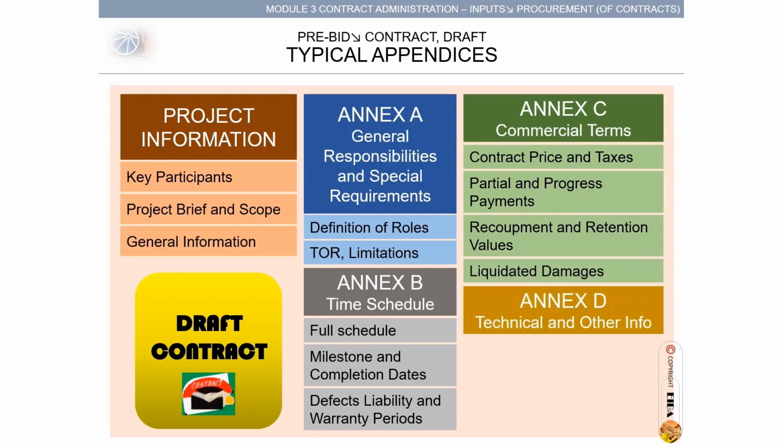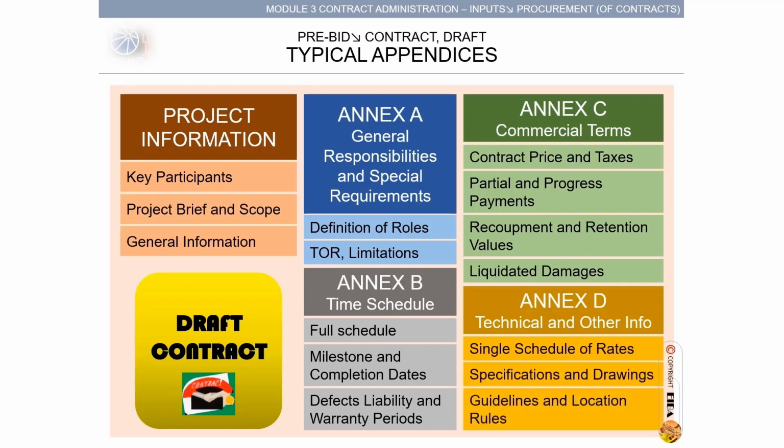Annex D, Technical and other information. Single schedule rates showing elemental cost breakdown. Specifications and drawings. And guidelines and location rules. Guidelines can be policies and procedures that must be observed and used.